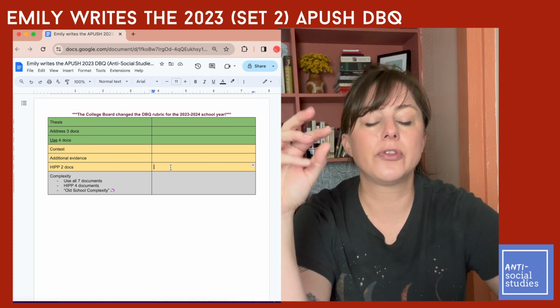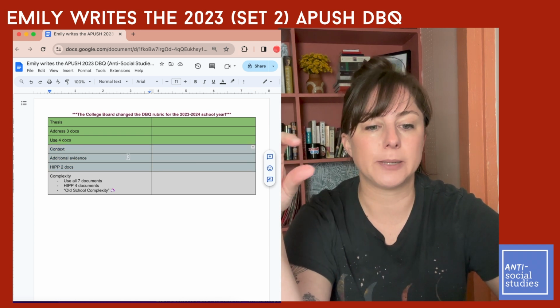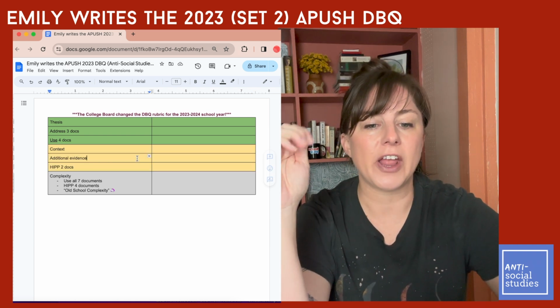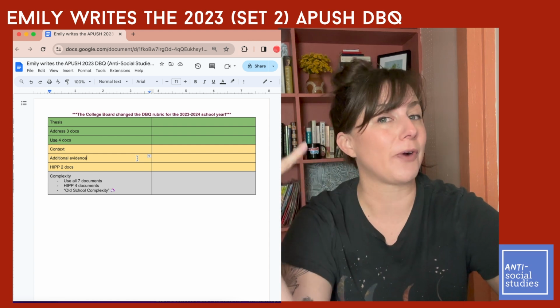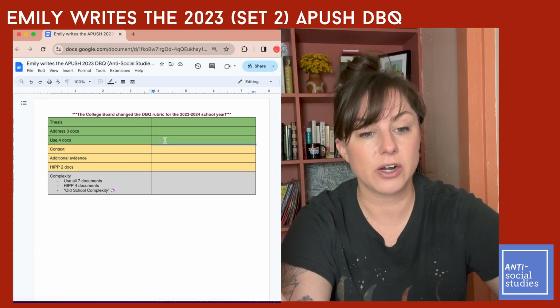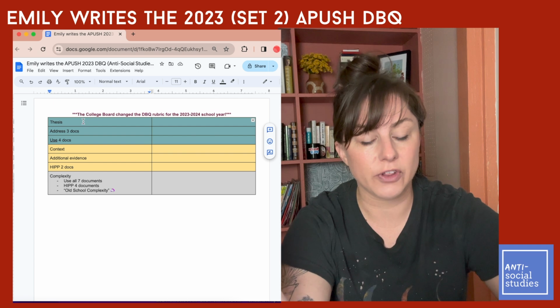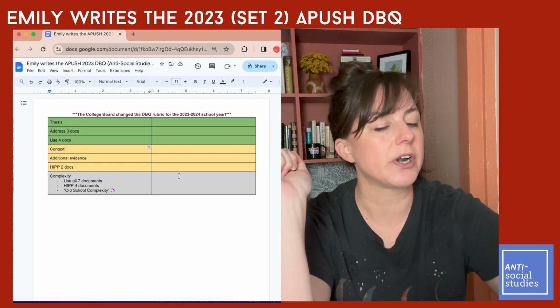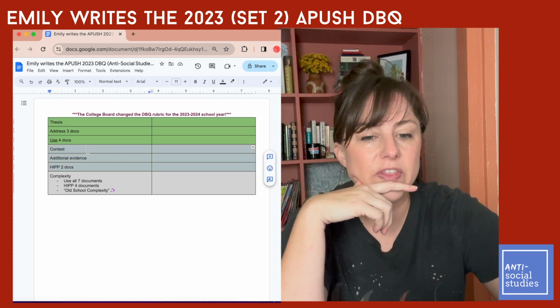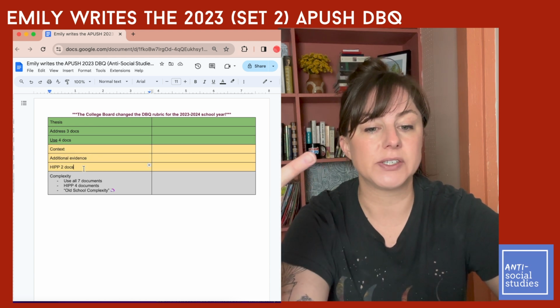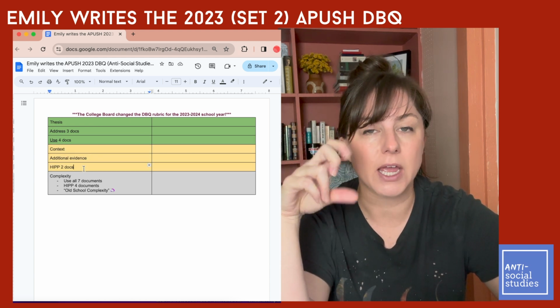Then in the yellow, those are the 3 rubric points that are a little bit trickier. They're a little bit more unlikely to grant, right? I mean, like honestly, the graders are more likely to give you the point for the ones in green, but then they're going to be a little bit more discerning with the ones in yellow. And so with that context, an additional piece of evidence, or evaluating or HIPPing 2 documents.